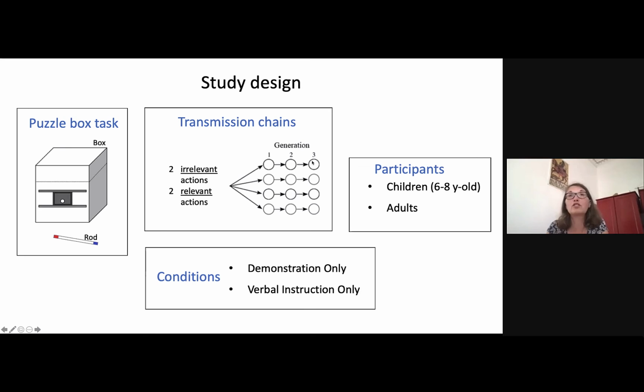So, three-generation chains. The conditions, of course, we had demonstration only and verbal instruction only. I will describe them in a moment. And our participants were 6 to 8-year-old children or adults. So the chains would be of all children, or chains with only adults.